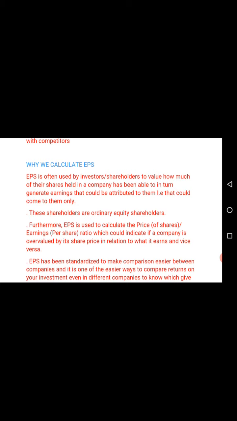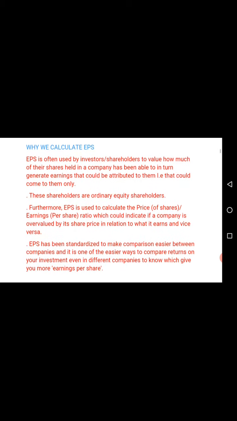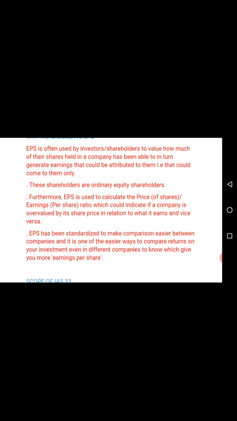EPS has been standardized to make comparison easier between companies, and it is one of the easier ways to compare returns on your investment in different companies, that's portfolio, to know which gives you more earnings per share. Now the words earnings per share have been written in full here.